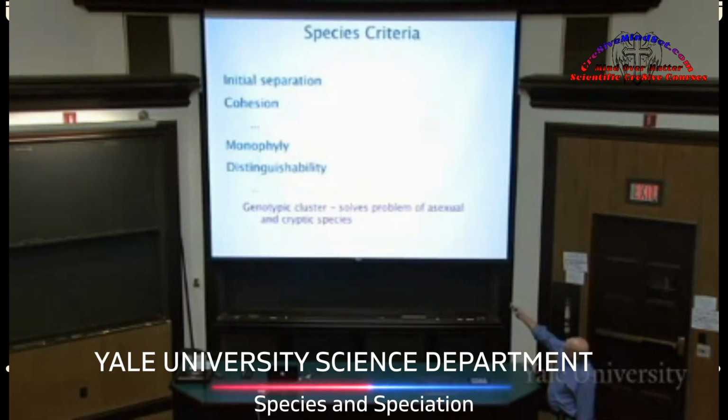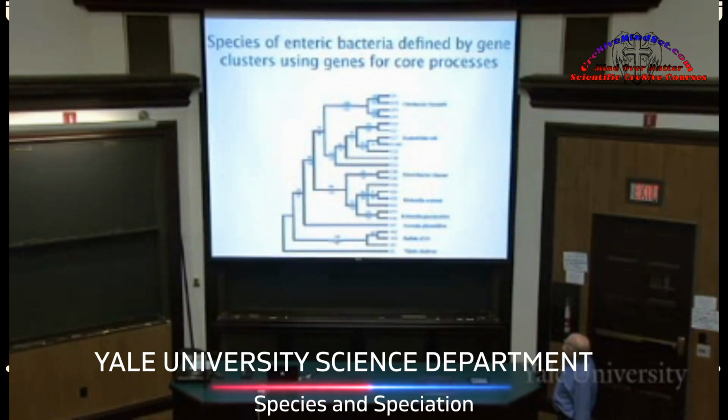Now, we saw that these species criteria worked fairly well for a certain range of organisms, but then there's also the genotypic cluster thing, and that really solves a problem with asexual and cryptic species. So I'd like to just introduce you to that issue. One context where it's useful actually is with bacteria. So here are a whole bunch of bacteria that all live in the gut, okay, enteric bacteria, gut flora. And these guys are all pretty proficient at horizontal gene exchange.